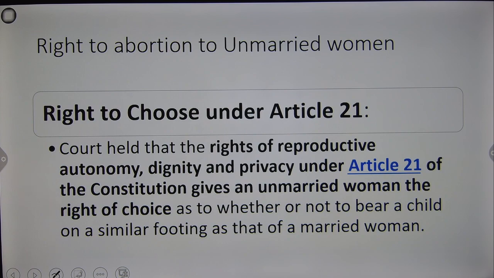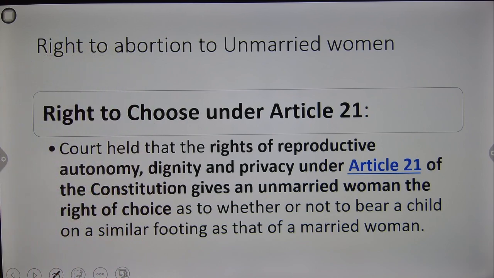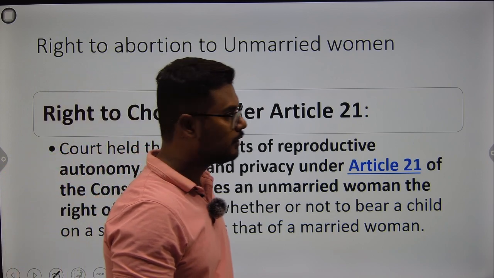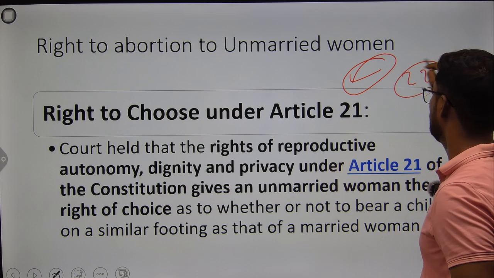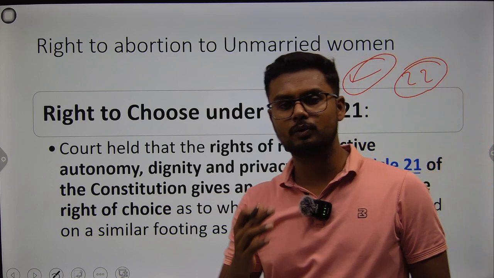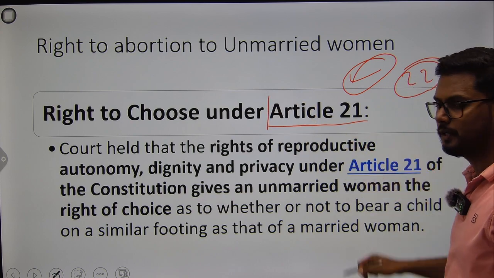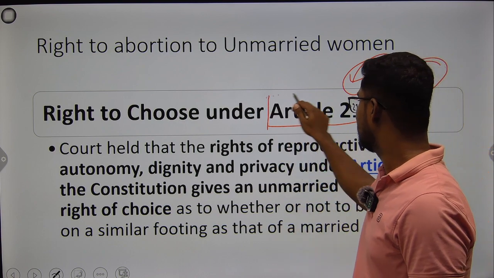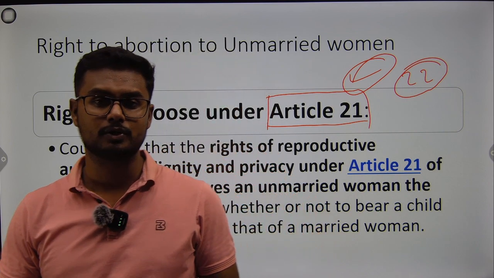Next, we have something about right to abortion given to unmarried women. So recently the Supreme Court of India allowed pregnant women to go for abortion even beyond 22 weeks because of some genuine reasons. While granting this right to that woman, Supreme Court highlighted Article 21 of the Indian Constitution. So what does Article 21 of the Indian Constitution talk about?